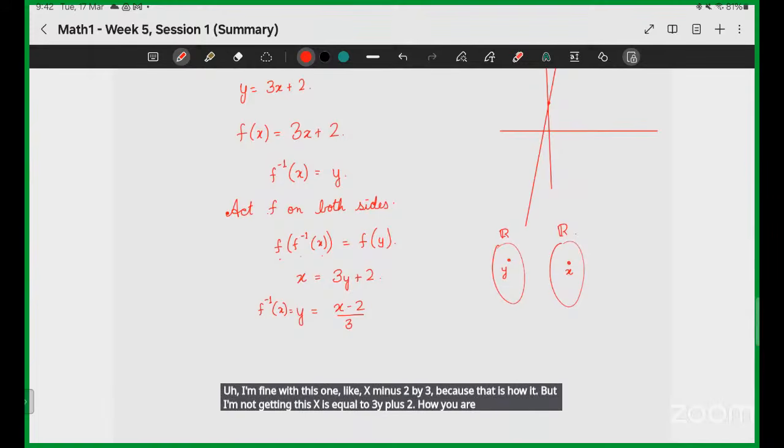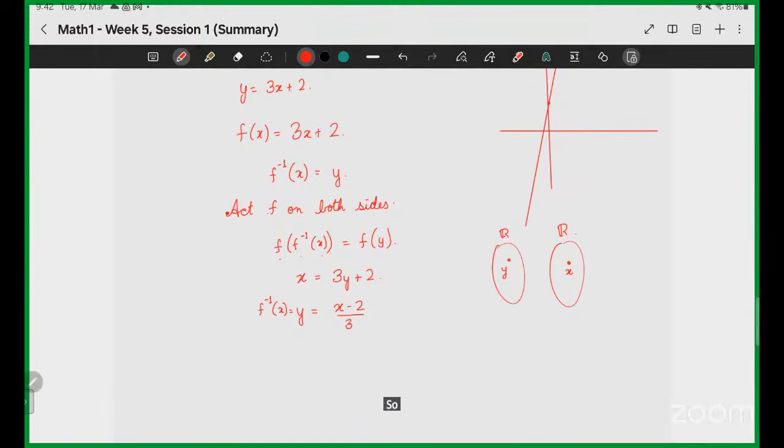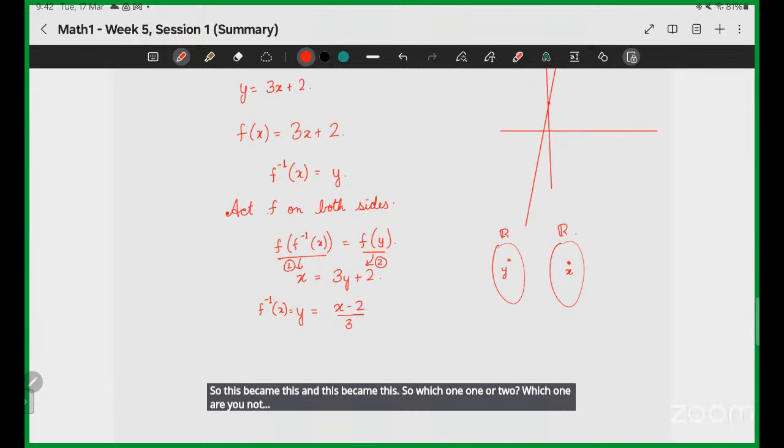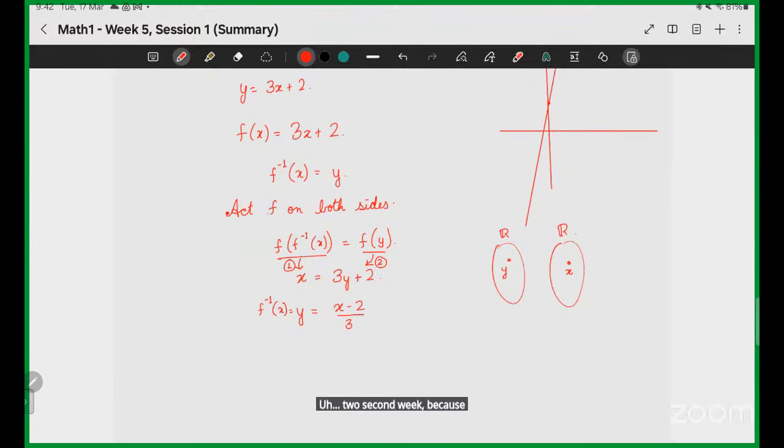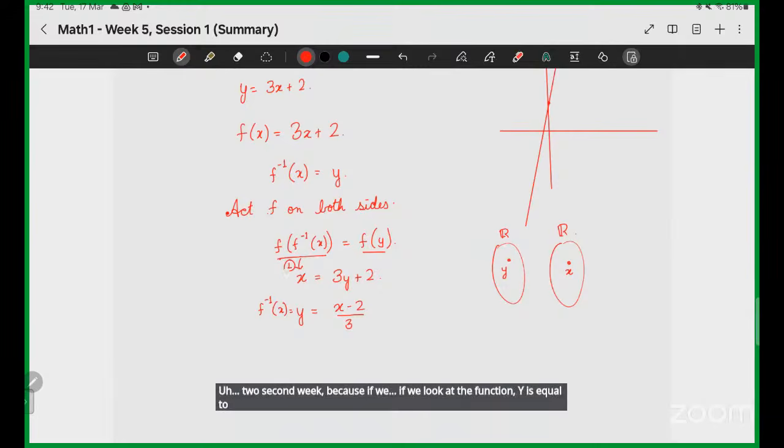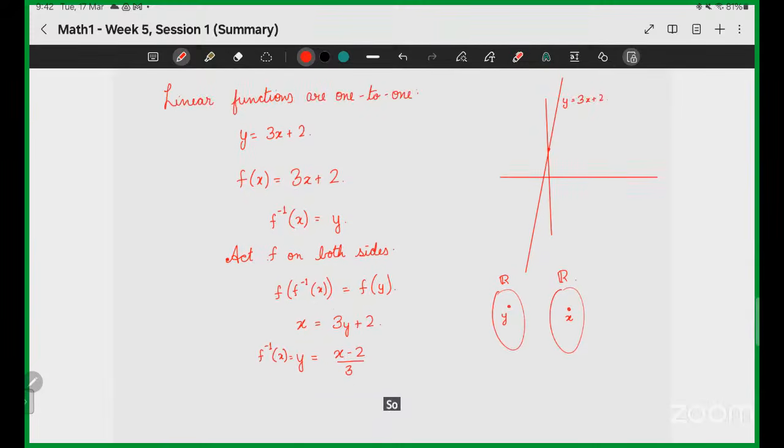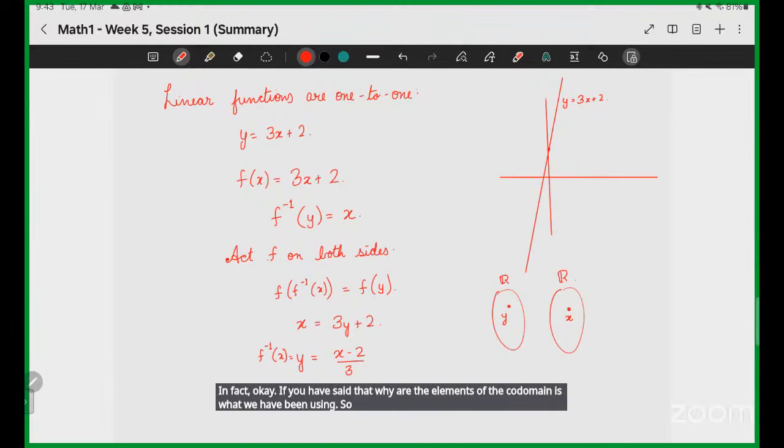How are you writing this? So this became this and this became this. Which one are you not getting? The second, because if we look at the function y is equal to 3x plus 2, we have to take the y to the left hand side, so it becomes y minus 2. If we have said that y are the elements of the codomain, which is what we have been using, then let's do this. This is better, right?